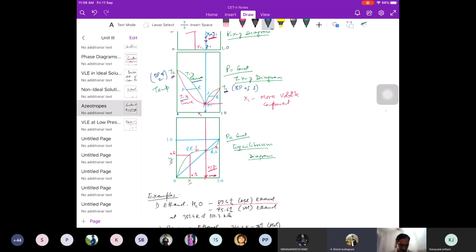But I'm talking about practical data, it is not theory. We are not talking about theory now. We are just looking at data, experimental data, and explaining it. Why is it called minimum and maximum boiling azeotrope?